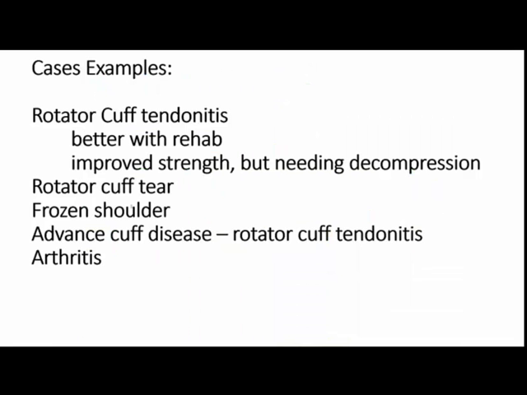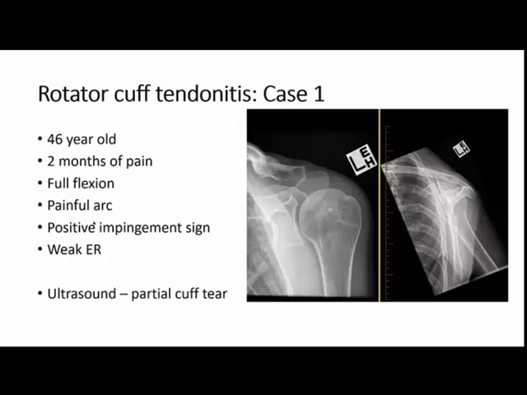So just to finish off, a few case examples. This is a 46-year-old patient with 2 months of pain, full range of motion, painful arc, as I said before, positive pinwheel sign, weak ER. So this is the patient that you're talking about. He comes to your door, probably has an ultrasound showing a partial tear.